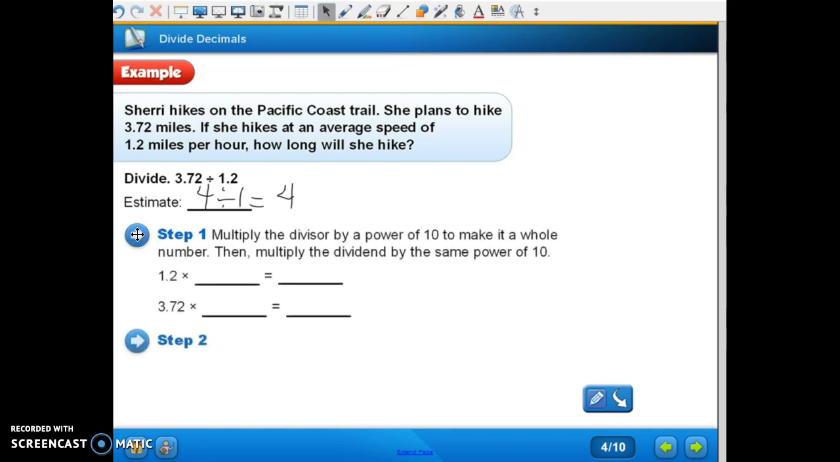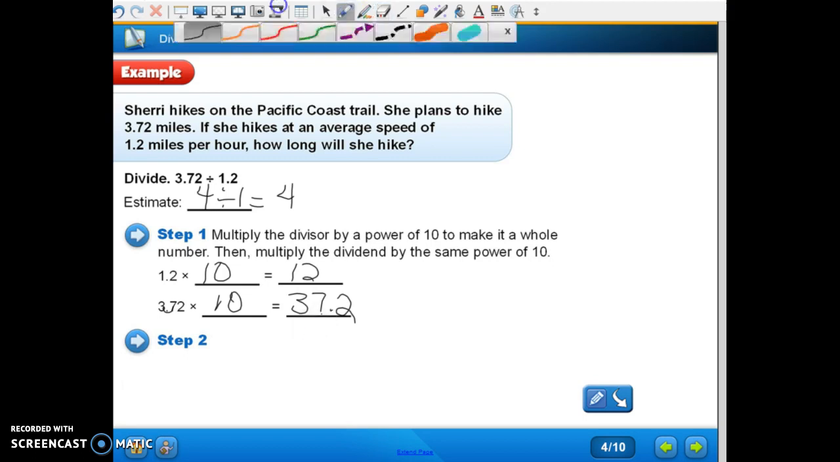Step 1. Multiply the divisor by a power of 10 to make it a whole number. Okay. 1 2/10 is our divisor. What are we going to multiply it by? 10. And that is going to give us 12. If I multiply my divisor by 10, I've got to multiply my dividend by 10. So I'd have 3 7/72. Wouldn't it be 337? Okay, correction, it would be 37 2/2 when I multiply that by 10.